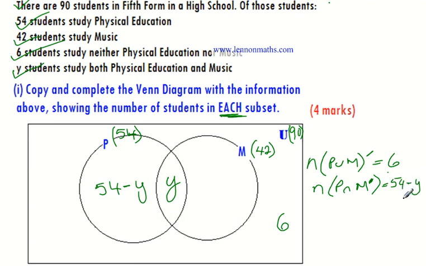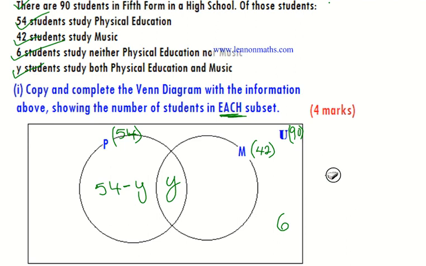Okay? So let me just take these off though. That's just to bring some clarity in terms of what we're talking about, different subsets. Okay?